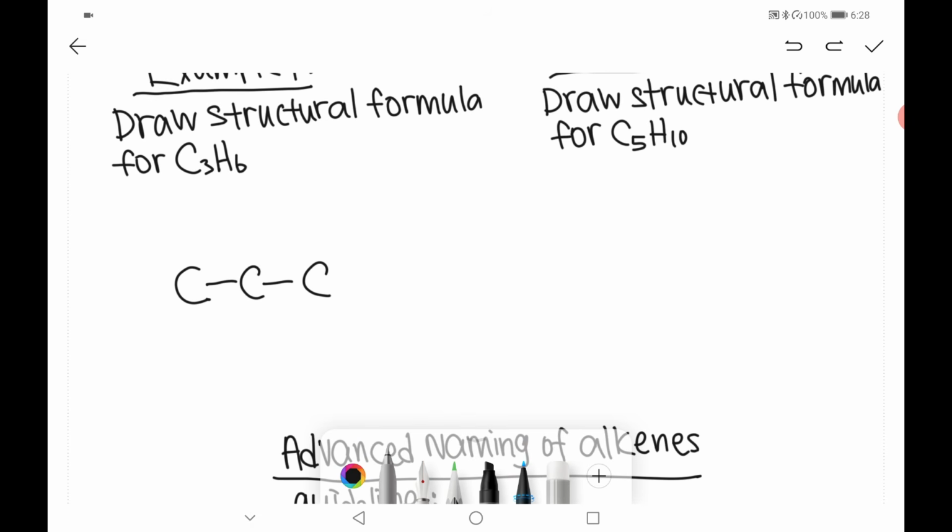So you can put the double bond here, or here, up to you. But make sure only 1 double bond. Don't put 2 double bonds. It's wrong. So let's say I put the double bond in at the front.